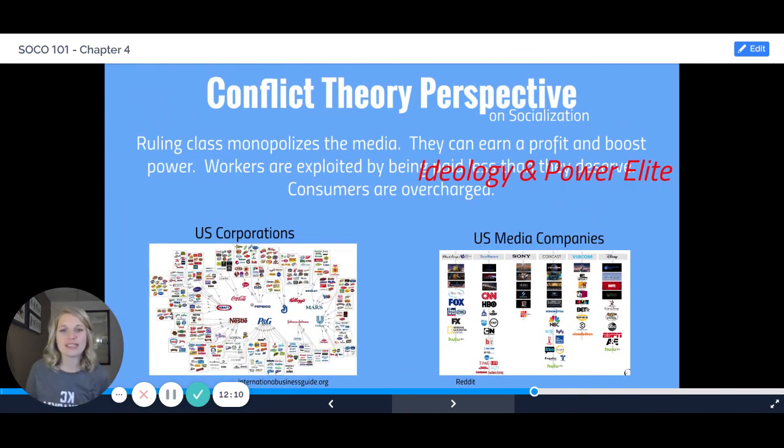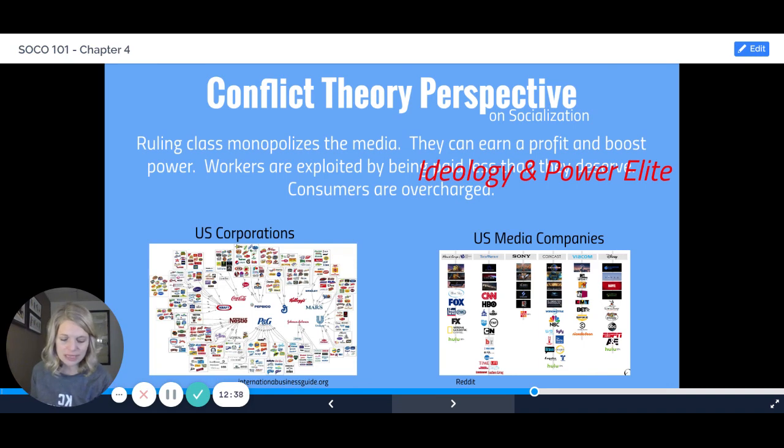So it boils down to this idea of the ideology and the power elite. Ideology is the set of ideas used to justify and defend their interests and actions. So we have to be really careful about the power elite. These are people who are part of that upper class, who not only have a lot of money, but they also have a lot of influence and a lot of power.